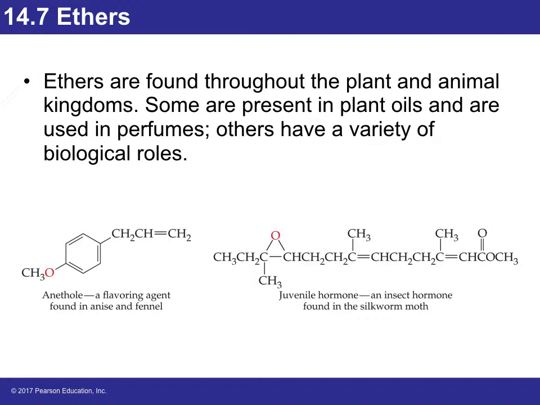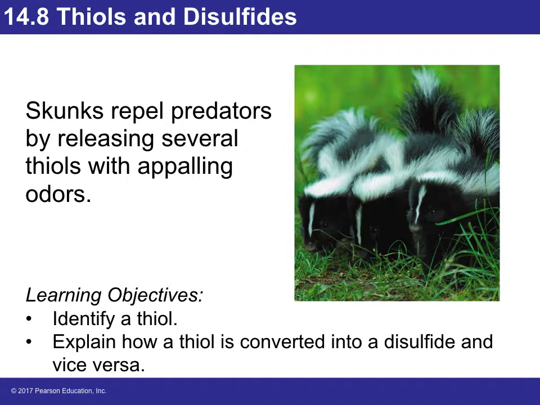Now, those are found mostly through plant and sometimes animal kingdoms. Plant oils, and we use them for perfume. They have also lots of different biological roles. So here on the left side, this is a flavoring agent that you find in anise and fennel. On the right side, this is a juvenile hormone that you find in insects, and for example here silkworm. The skunks can repel predators with their nasty stinky smell by releasing several thiols, and those are really not fun to just smell.